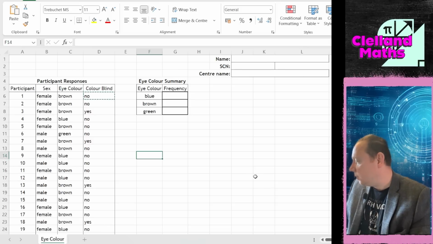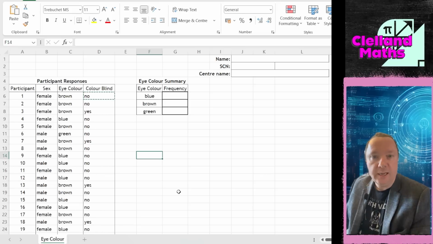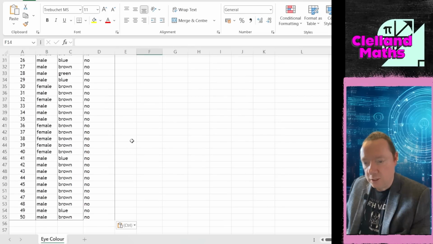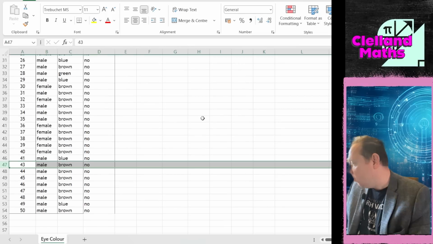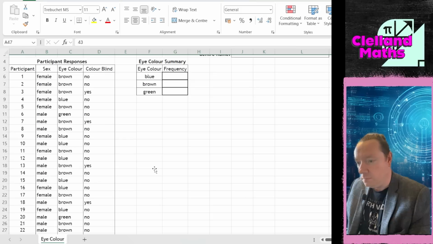What else does it tell us in the question? Participant 42 withdrew their consent to have the responses included in the data. So 42 is out. Delete. Goodbye. That's the only information we've actually got. So that's part A done.